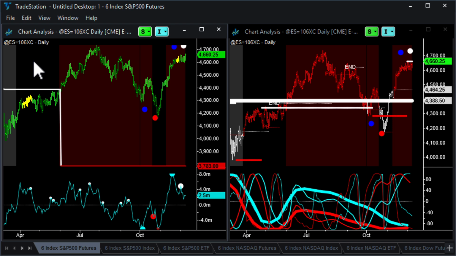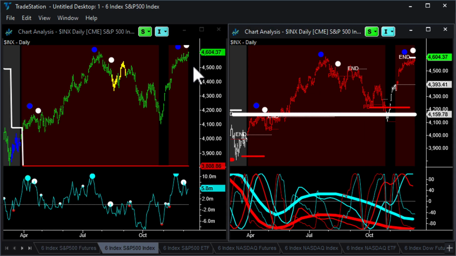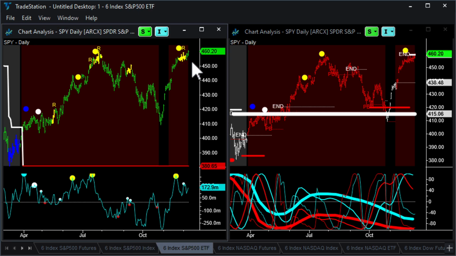So this is the E-mini, which is the futures market, and the S&P 500. No Rambo pattern here. Next one down, which is the index of the S&P 500. Again, no Rambo pattern up here. But on the SPY, which is the ETF that follows the S&P 500, yes, we do have Rambo patterns starting to show up there.